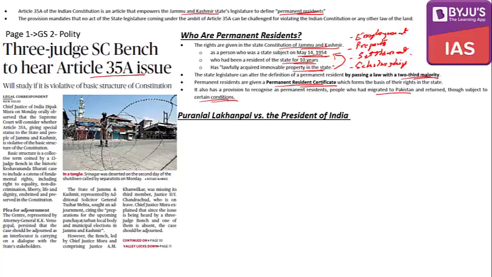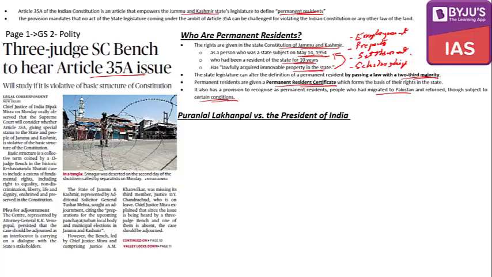So what exactly is the controversy all about? So one of the major controversies that we will have to understand under this Article 35A is that Article 35A was actually incorporated by a presidential order by President Rajendra Prasad in 1954 on the advice of the Nehru cabinet.